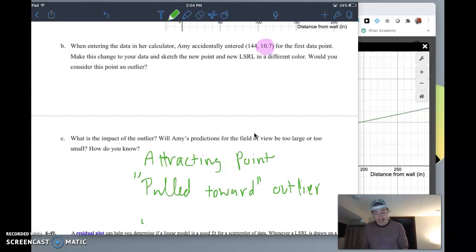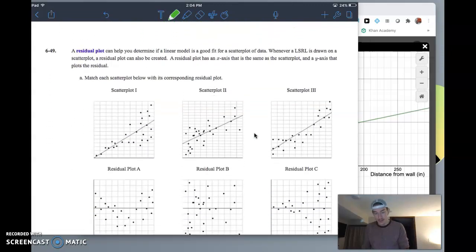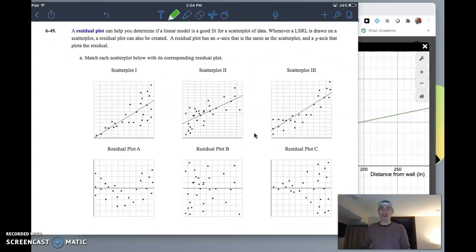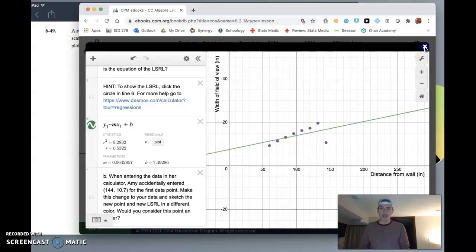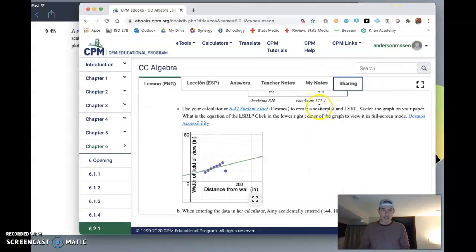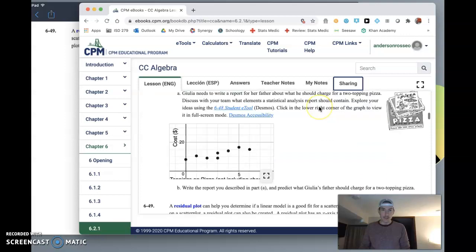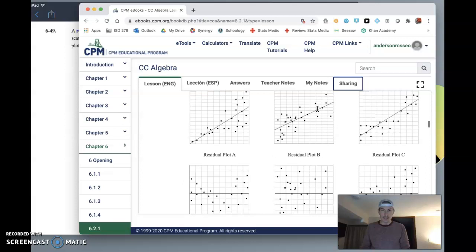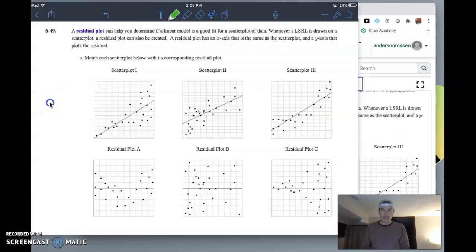Last thing, as I was mentioning, I want to talk about a residual plot, and I made these kind of small because I wanted to get them on your screen. Obviously, this is just number 49 from your ebook, and I can show you guys that right here. It looks like this. We've got a couple scatter plots and the residual plots associated with each scatter plot. A residual plot can help you determine if a linear model is a good fit, or even if it's not appropriate. When an LSRL is drawn on a scatter plot, the residual plot can also be created.